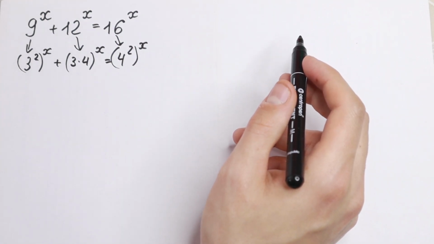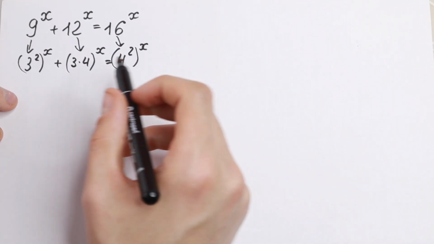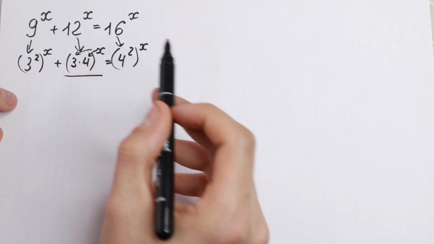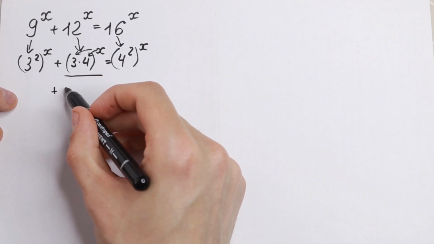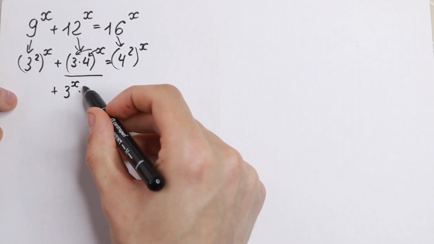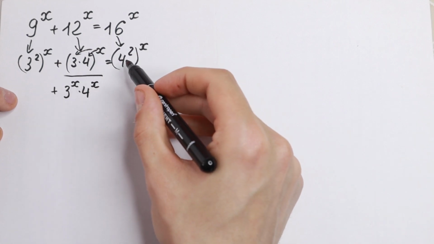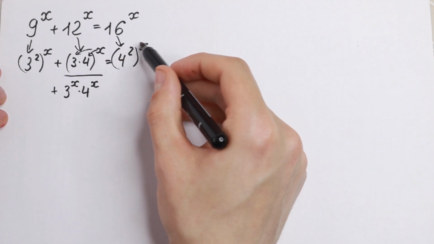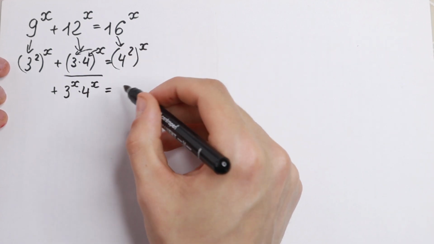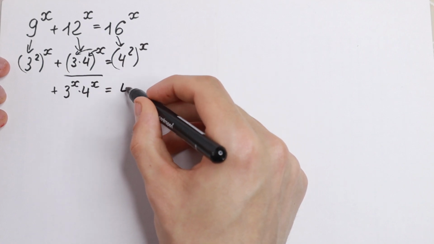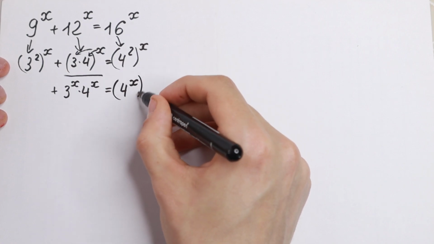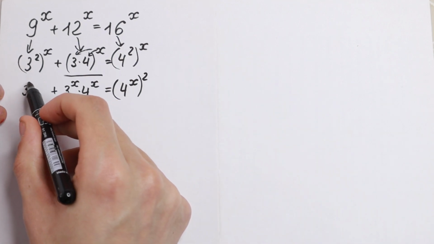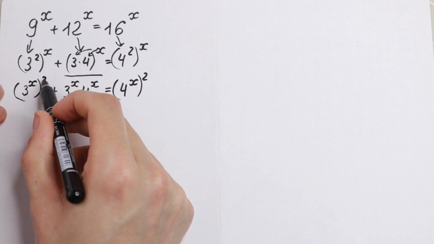So take a look at what we're going to do next. We need to know a rule. If we have this situation, we need to raise this base to the power x and this base to the power x. So in this case, we will have plus 3 to the power x times 4 to the power x. Here we need to know the rule about interchange. We can swap this exponent, this power. So we can write this one as 4 to the power x, all to the second power, and right here is the same. So we'll have 3 to the power x to the second power.